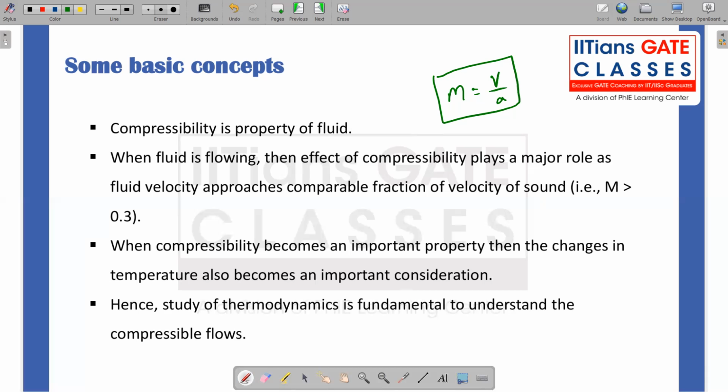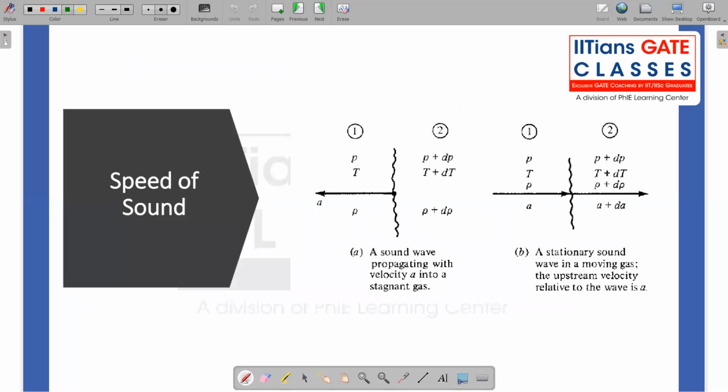Okay, so keeping these fundamental ideas in mind, let us move on to define the speed of sound. Here we have to see the left figure. This is the actual scenario where a sound wave propagates in a stagnant medium. That means a wave is propagating with a velocity A on a stagnant medium, where the condition of the stagnant medium is pressure P, temperature T, density rho, right?